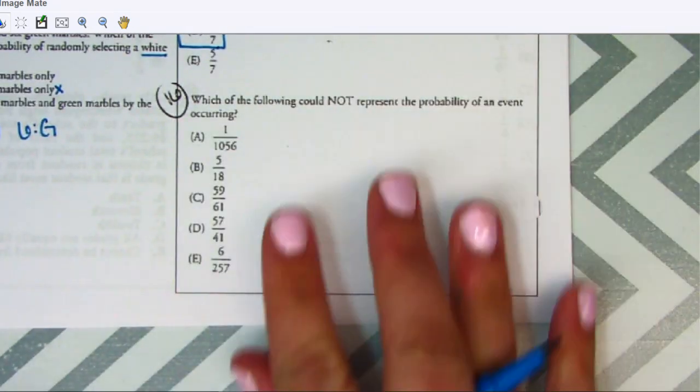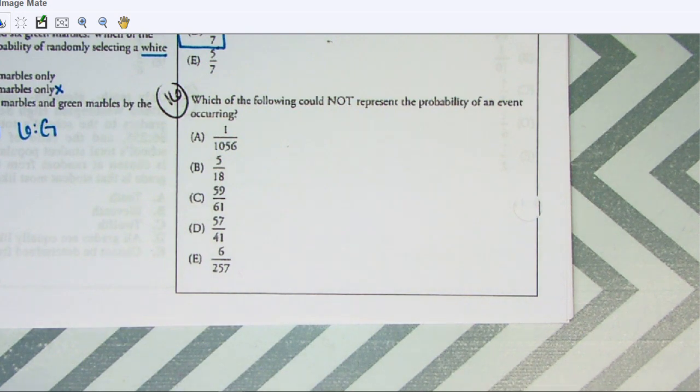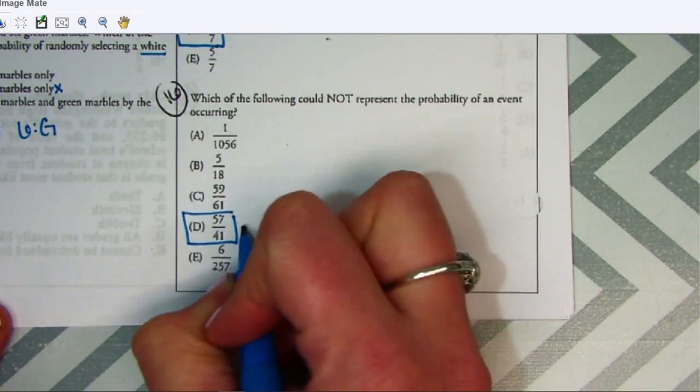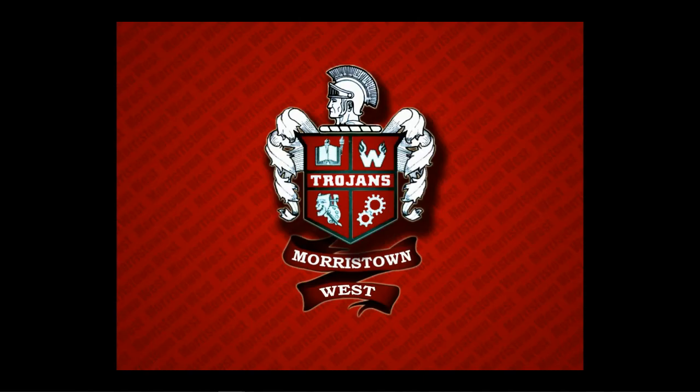Number 16, which of the following is not representative of a probability? Remember, the thing about probability is probability must always equal 1 or be less than 1. Like, this is part of a probability. If I look at option D, this number is greater than 1. It can never be a probability. Probability must always equal 1. So I have to make sure that I know, okay, it's got to equal 1.